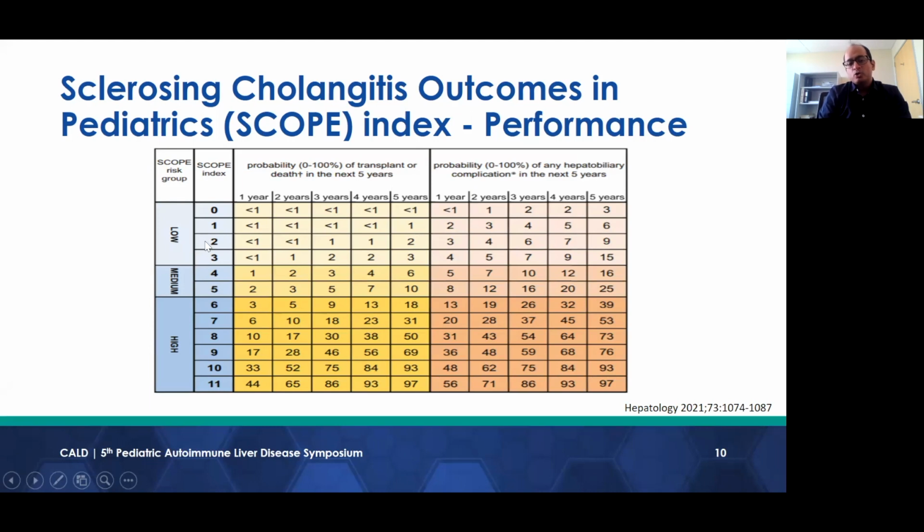And based on the total score, the probability of having a transplant or a liver-related death in the next 5 years can be estimated in low, medium, or high risk patients, as shown here. And similarly, a probability of having hepatobiliary complications in the next 5 years can be calculated as shown here.